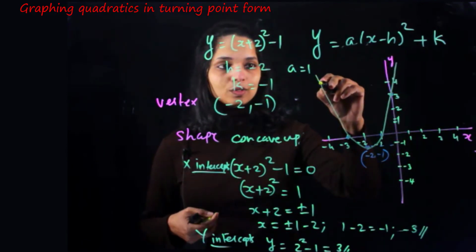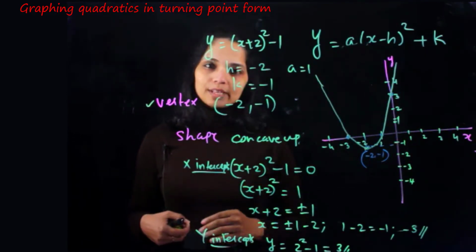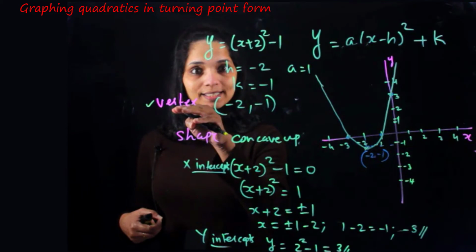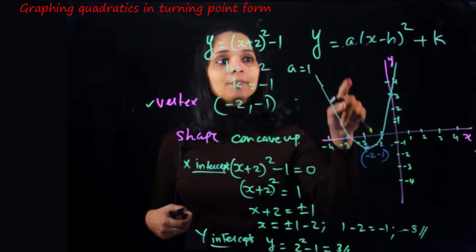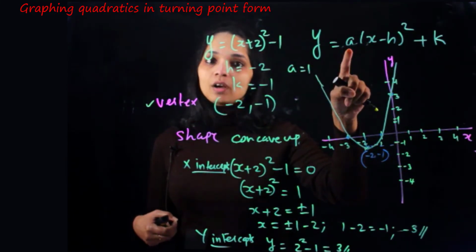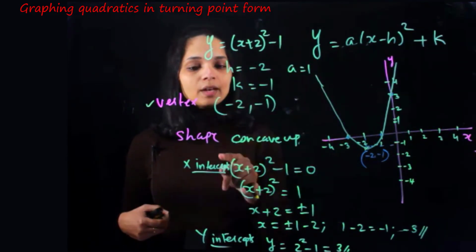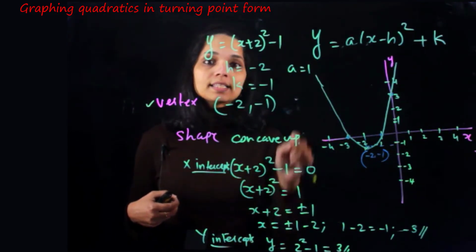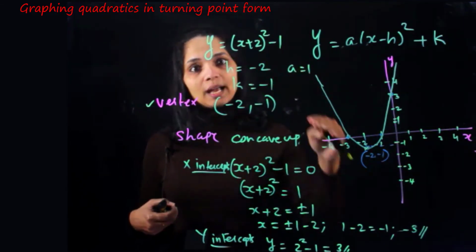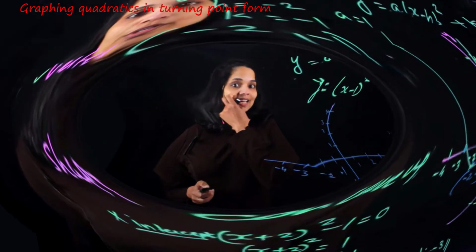Okay, so that's how it looks. Basically what we have done is we determined the vertex and determined the shape by looking at the sign of a. In this case it's concave up, and then we found the x-intercepts and y-intercepts and then drew a parabola connecting these points. Let's do one more example.